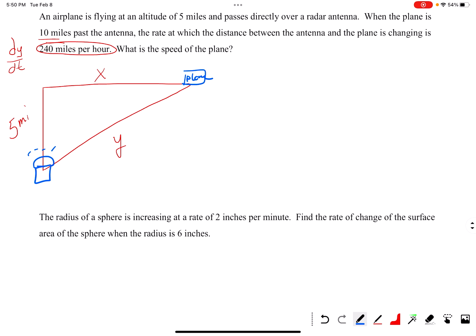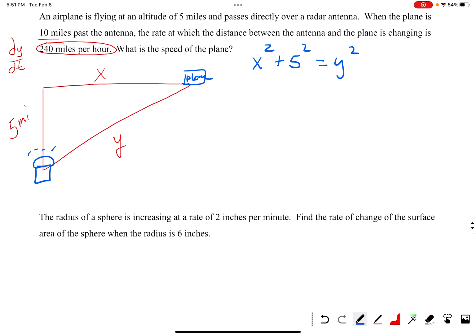Okay, all right, so of course what's going to relate these together is the Pythagorean theorem. So I like to just write out whatever equation I'm using first, and then I'm going to plug in anything that I can. So it'd be x squared plus, in this case, 5 squared equals y squared. Okay, now that's the key.